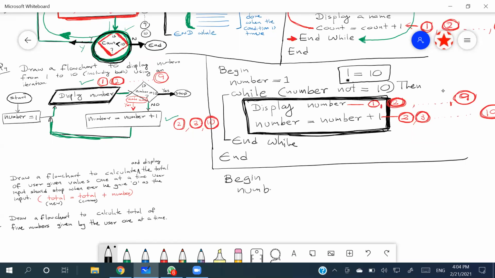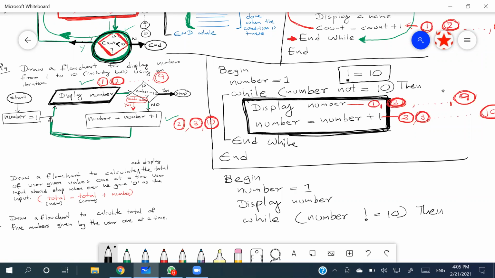then we take number equals 1, and I'm going to say display number. Since it is before the condition, we write this because the condition came in the middle, right? Then we are going to have the while number not equals to 10.